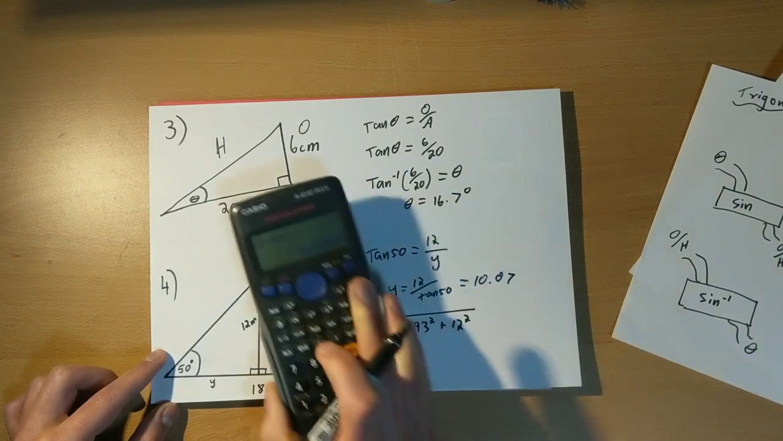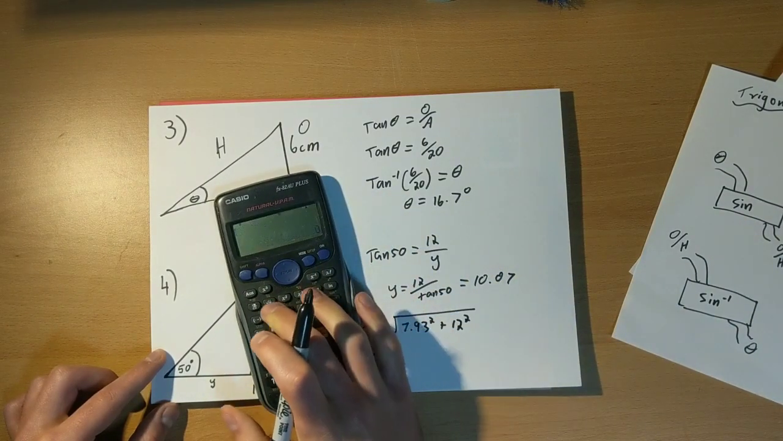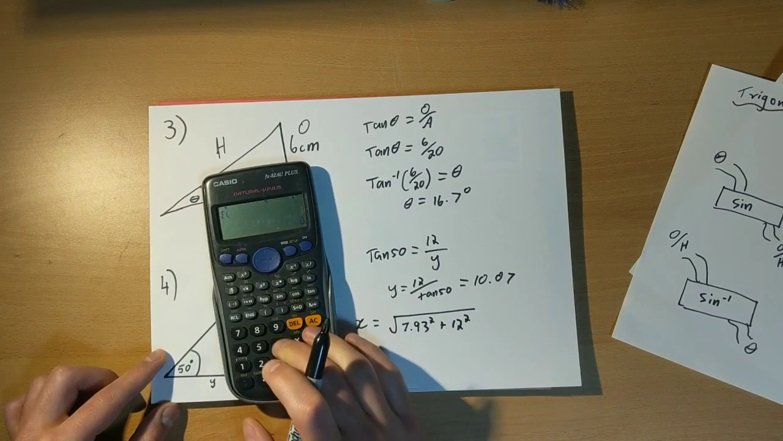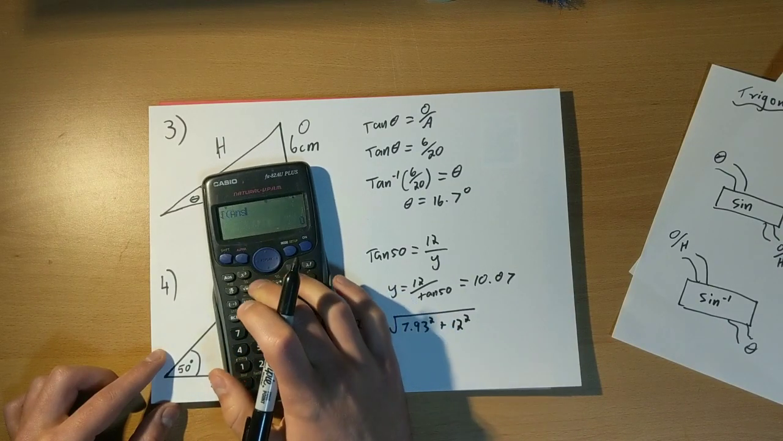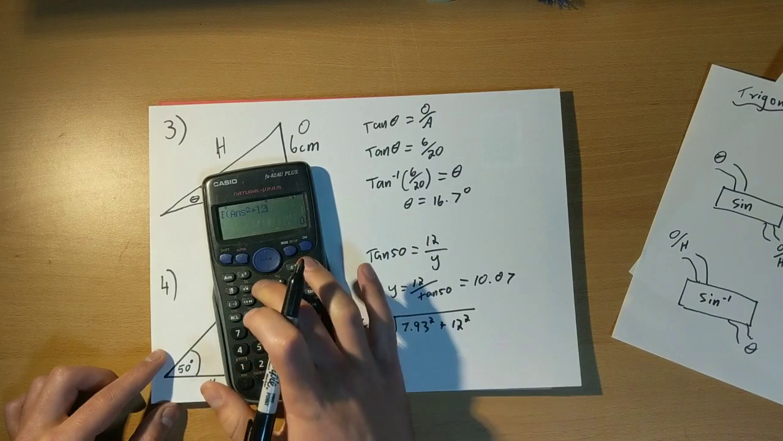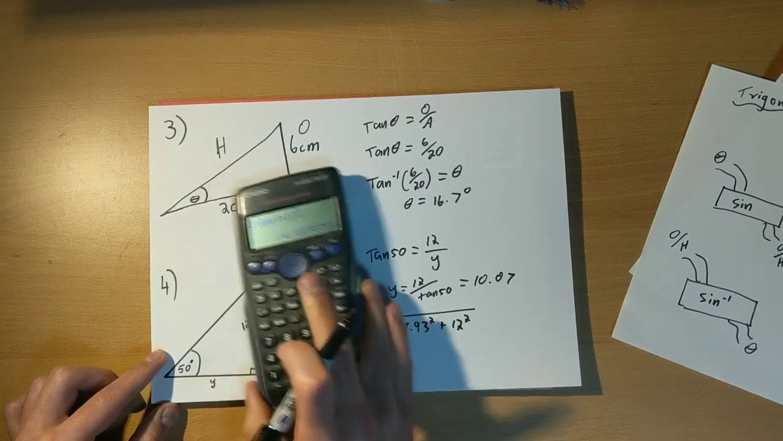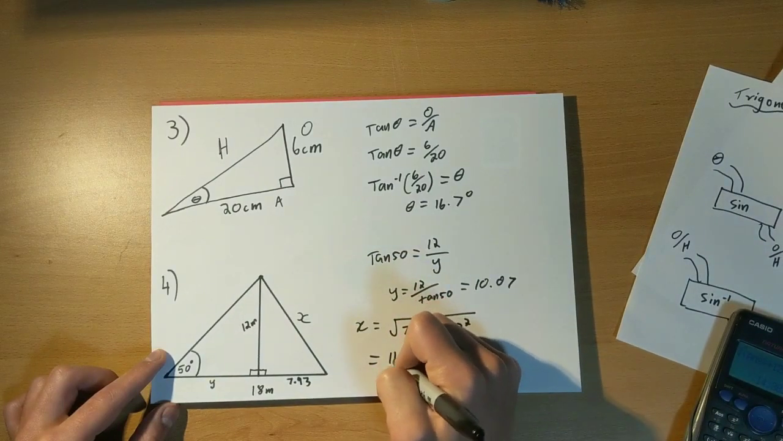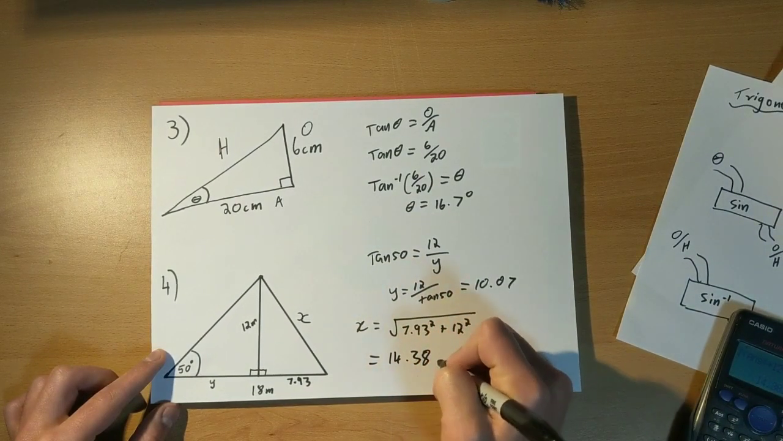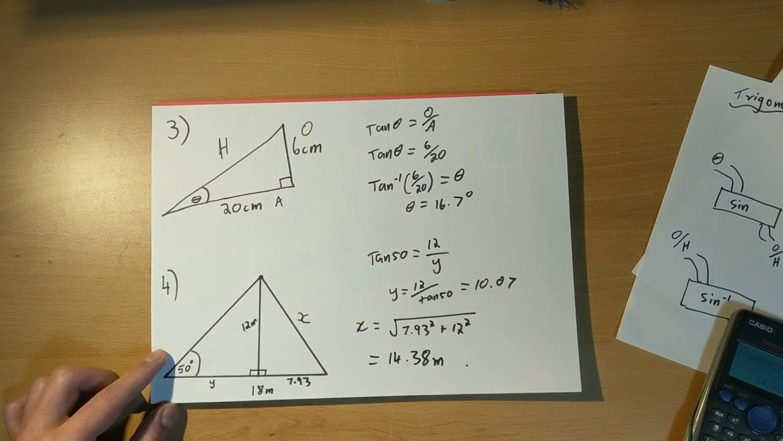And when I put that into my calculator, I get the square root of 7.93 squared plus 12 squared. It gives me 14.38 meters. And there we go.